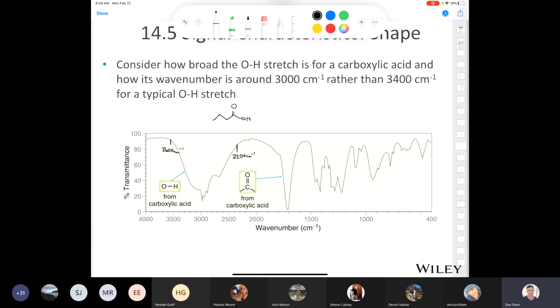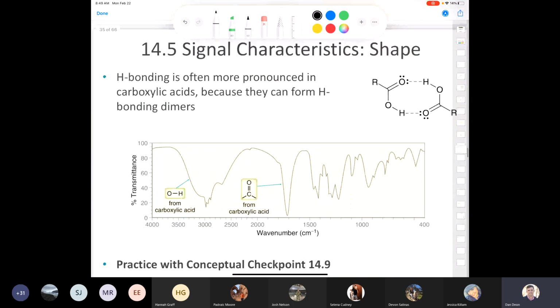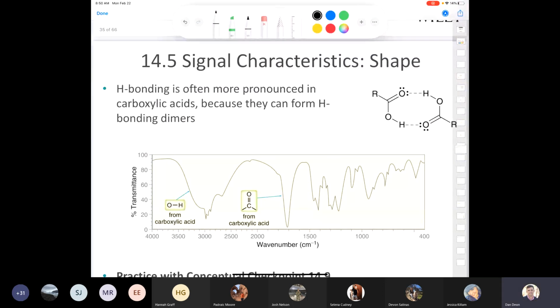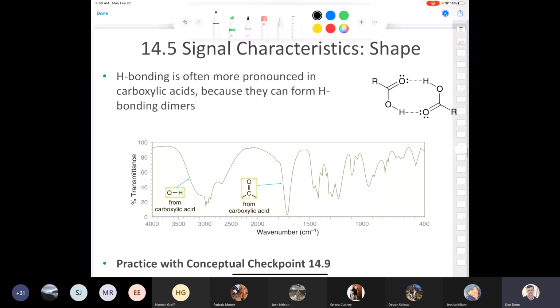So it's really broad. And the reason why the carboxylic acid has such a broad range of oxygen-hydrogen stretching is because they can form these hydrogen bonding dimers that are shown here. And so it can vary the strength of the oxygen-hydrogen bond greatly. And so that's why we end up with such a large range for the oxygen-hydrogen bond in a carboxylic acid. And notice that you get the carbonyl as well in a carboxylic acid, right? That comes out around 1700.